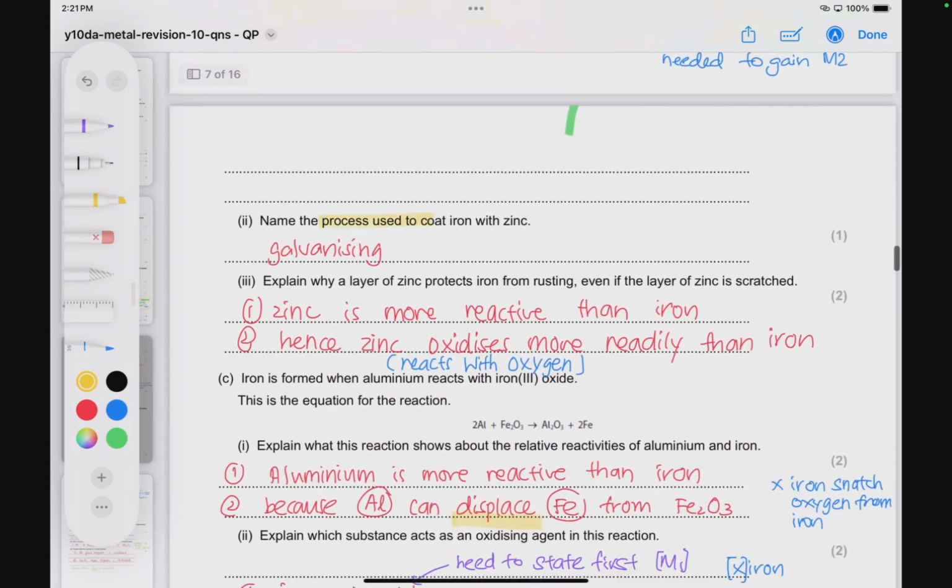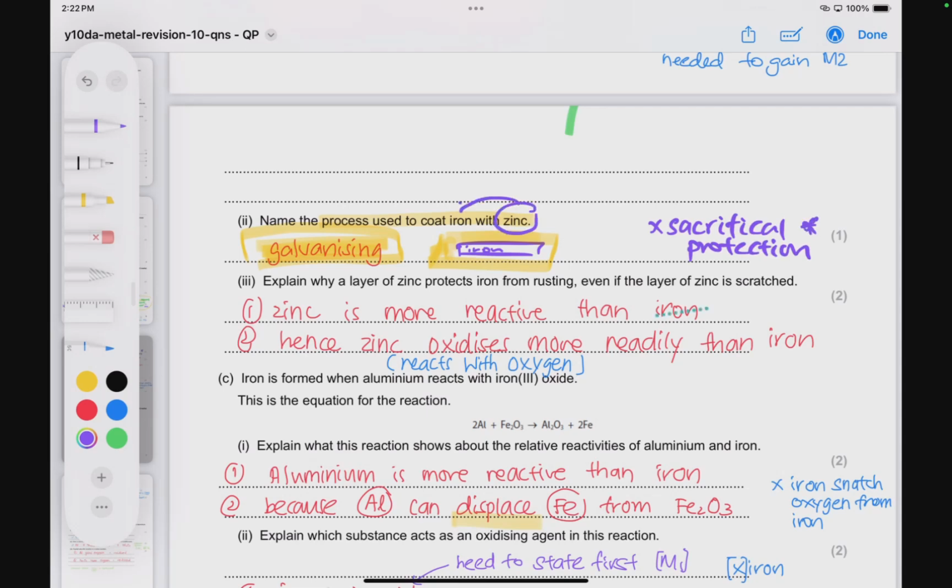Next, we're looking at a process that coats iron with zinc. This is a very specific name, so you need to get this right. There's no other alternative answer. The word we use is galvanizing. So you can have a piece of iron over here, and when you coat it with zinc, this process is galvanizing. Okay, one of the most common misconceptions or wrong answers I always see in this kind of situation is students put sacrificial protection, and it won't get you any marks here because it's too generic. Okay, here we are focusing on zinc coated on iron, so it must be galvanizing. Very, very specific.